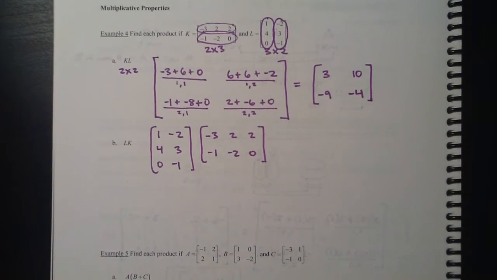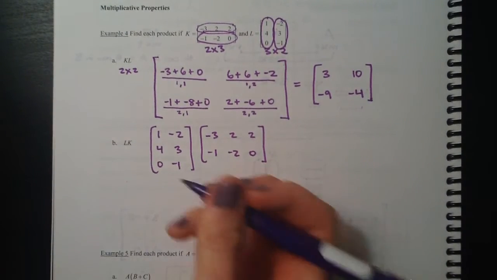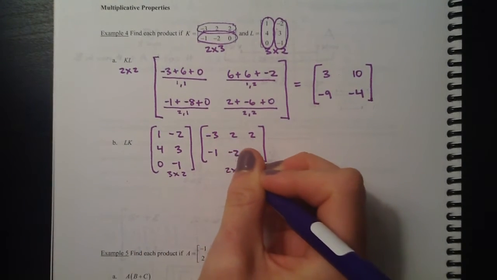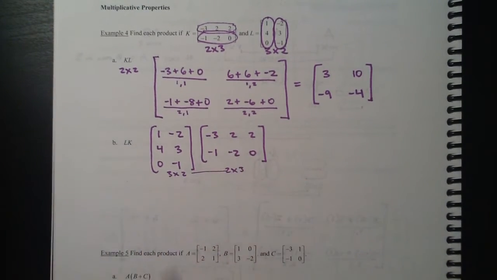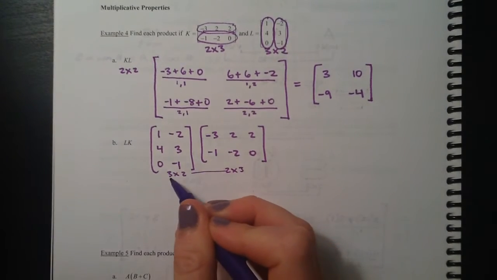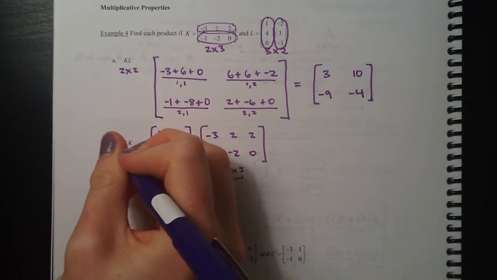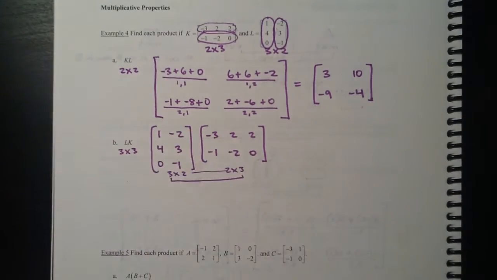So just so we know what we're expecting, L is a 3 by 2, K is a 2 by 3, so we're allowed to multiply them together since their middle dimensions match up, and the new matrix that we get is going to be a 3 by 3. Okay, so LK is going to be a 3 by 3 matrix, so we can set that up.